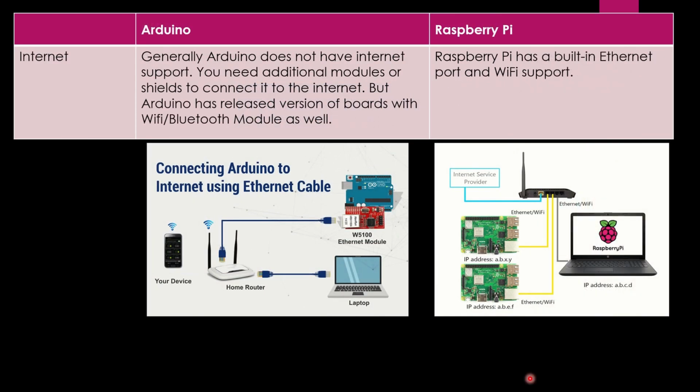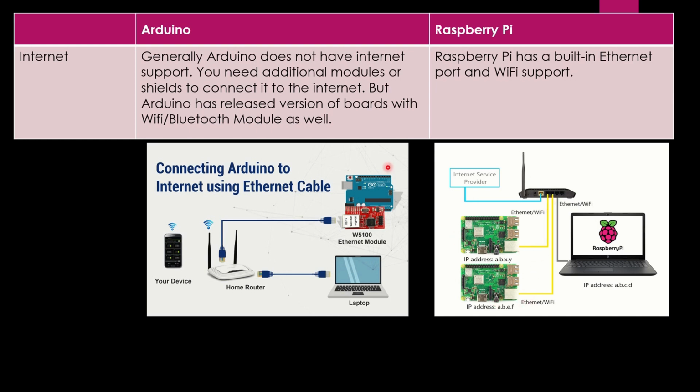If you have been using older Arduino boards, you probably won't find any Ethernet module on it, so you won't have internet access using Arduino. You will have to buy an additional module or a shield to connect it to the internet. But recently, Arduino has been releasing versions of boards with Wi-Fi and Bluetooth modules as well. On the other hand, Raspberry Pi has built-in Ethernet and Wi-Fi support.